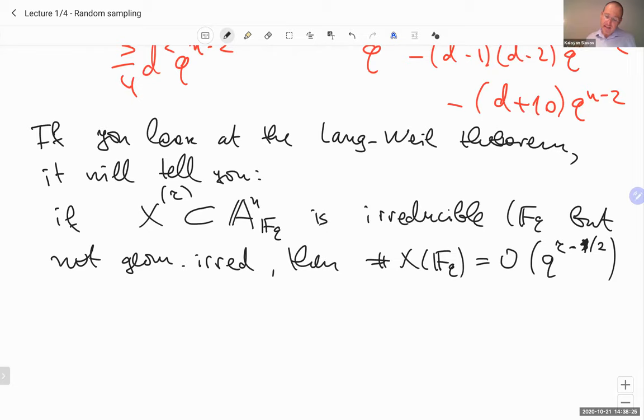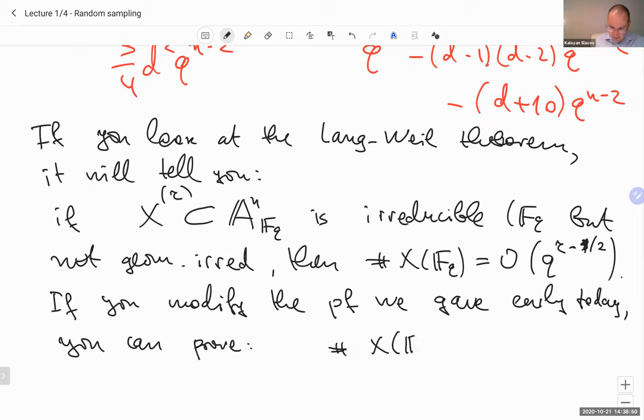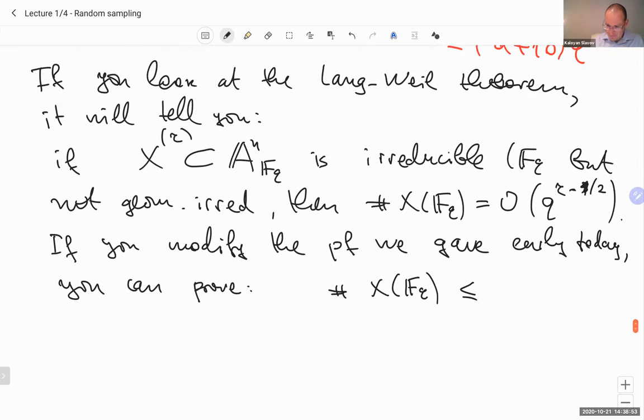If you look at the Lang-Weil theorem, we'll state it in full generality next time. However, if you modify the proof we gave early today, you can prove that the number of FQ points on X is less than or equal to d squared over 4 times Q to the dimension minus 1. You do better than what you get if you just blindly apply Lang-Weil.